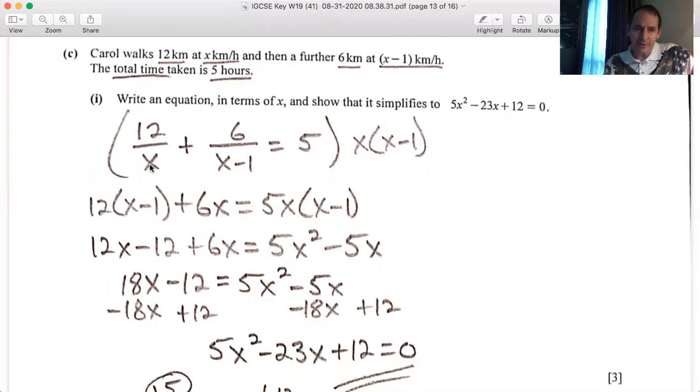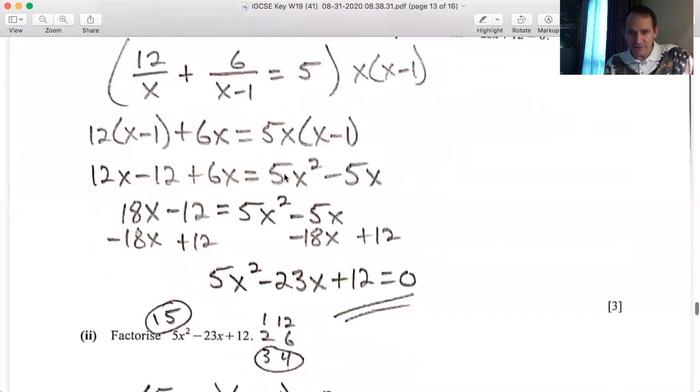When you multiply it over here, the x's cancel, so you get 12 times x minus 1. When you multiply it by here, the x minus 1's cancel, you just get 6x. And then we have to multiply all of these on the right side, so you get 5x times x minus 1. When you distribute that, you get 5x squared minus 5x.